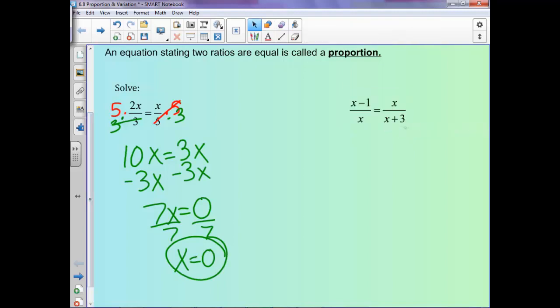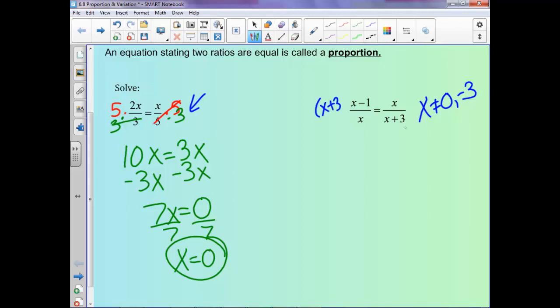On this one, let's start by seeing x can't be 0 or -3 because then our denominators would be 0. So we can't have either of those for solutions. So we're going to cross multiply, which is essentially what we did here. So multiply both sides by x plus 3 and by x.